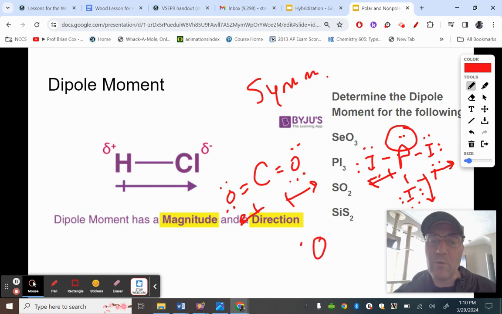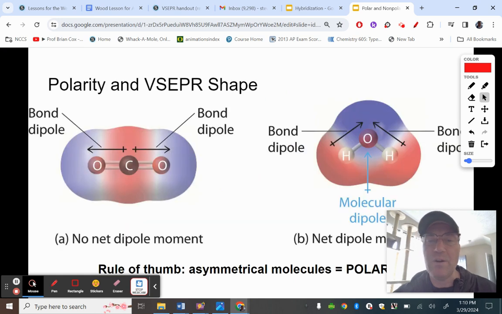Whereas water, if I draw water out, and you have to be careful how you draw it. Water is clearly bent, right? So this would be a polar molecule because it has a negative part right here. These electrons, these unshared pairs are negative, and then these don't share electrons evenly. So it has a positive part. So what you have to know is if it's symmetrical, it is nonpolar. If it's asymmetrical, it is polar. Okay, so keep that in mind as we go.